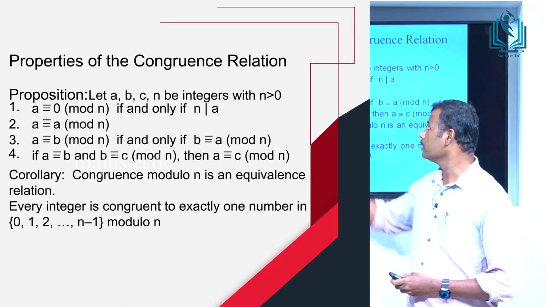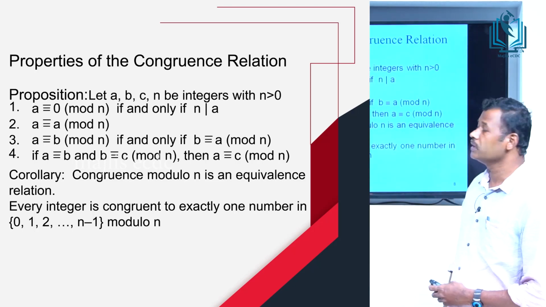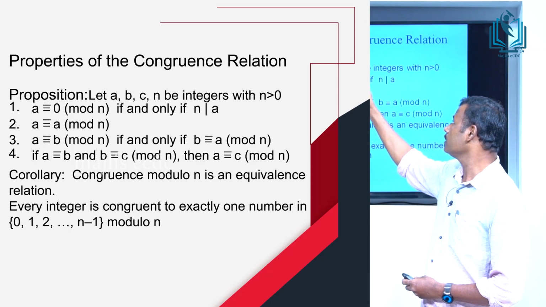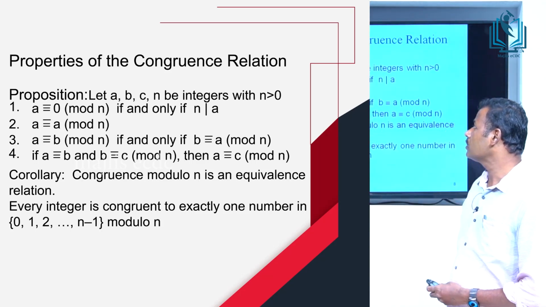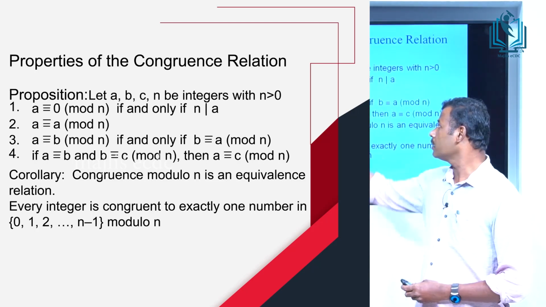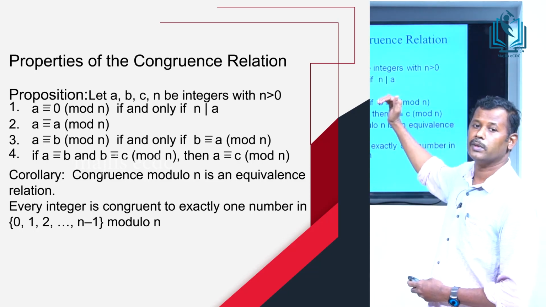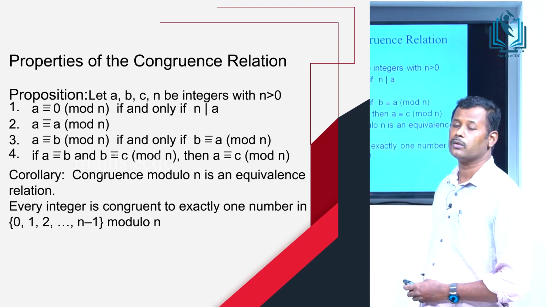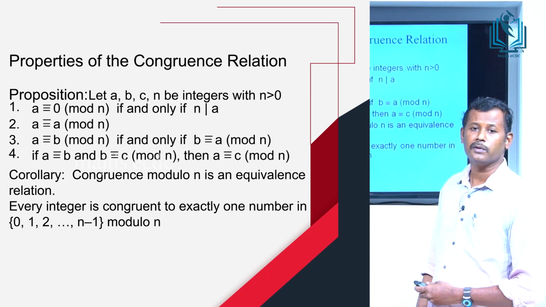Next, properties of the congruence relation. First, let a, b, c and n be integers with n greater than 0. We choose four numbers a, b, c and n. First step, a is congruent to 0 mod n if and only if n divides a. Second step, a is congruent to a mod n, which means a minus a is a multiple of n.